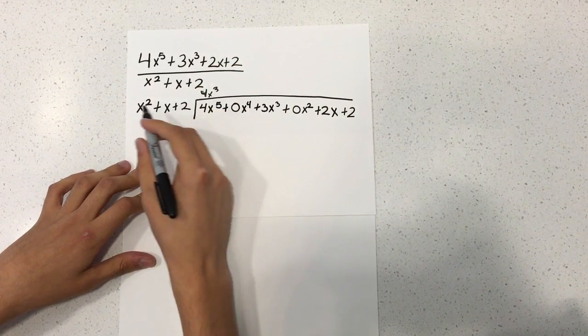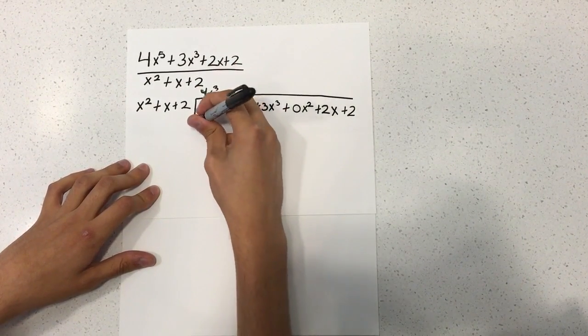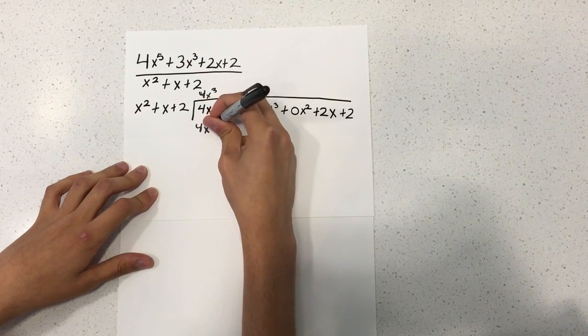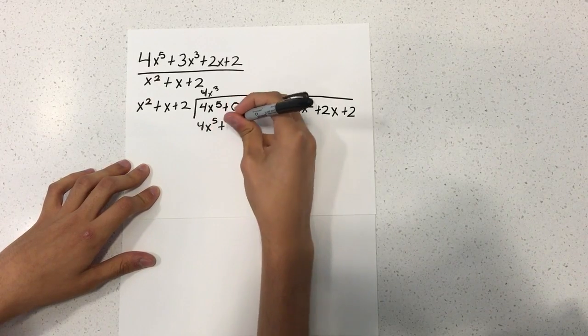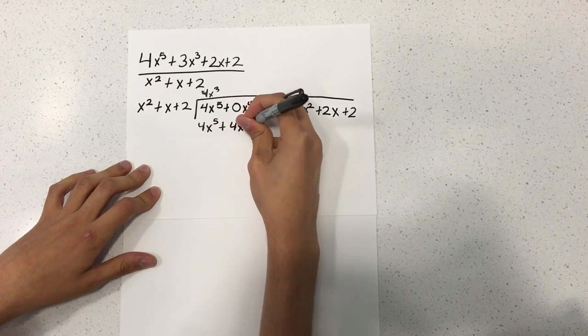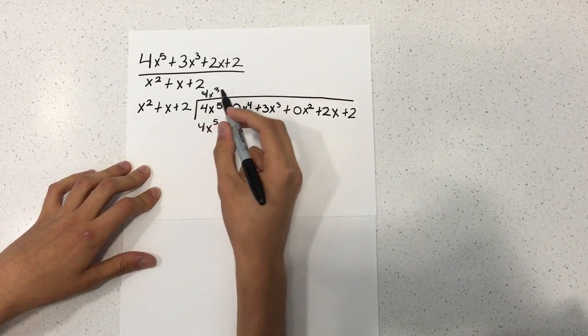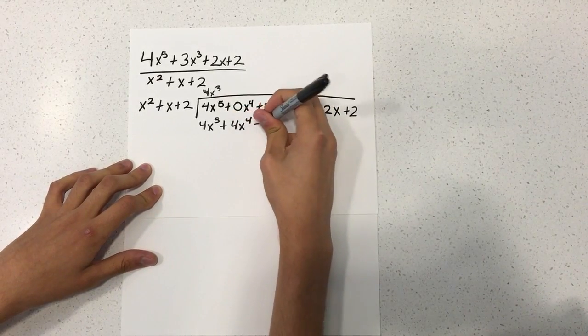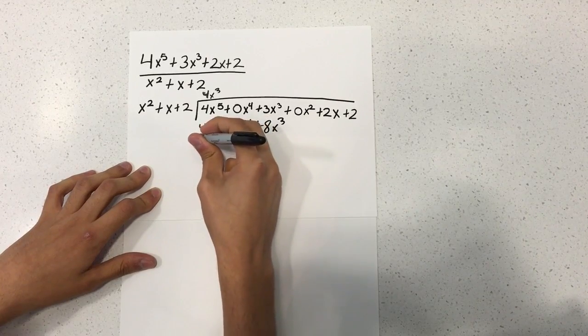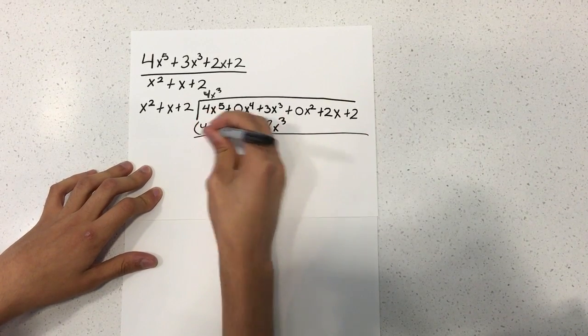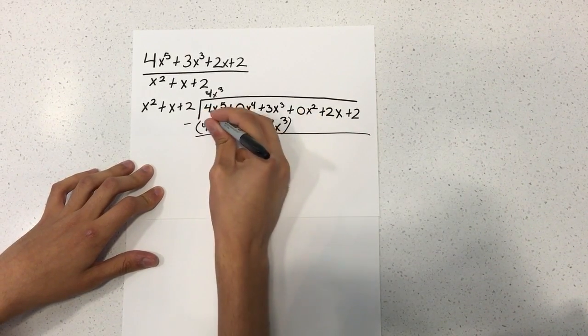4x^3 times x^2 gives us 4x^5. 4x^3 times x gives us 4x^4. 4x^3 times 2 gives us 8x^3. Now we take a look at these three terms and subtract them from these three terms.